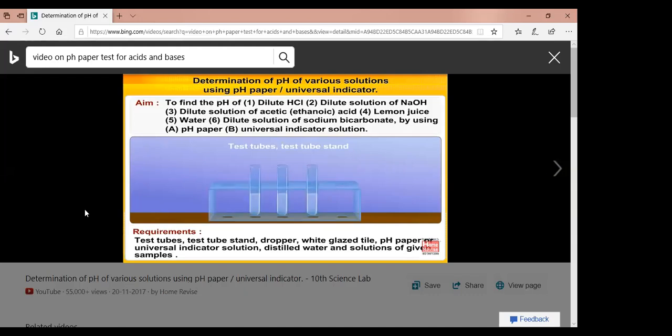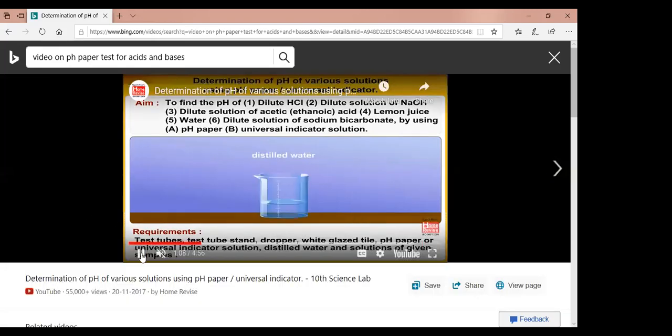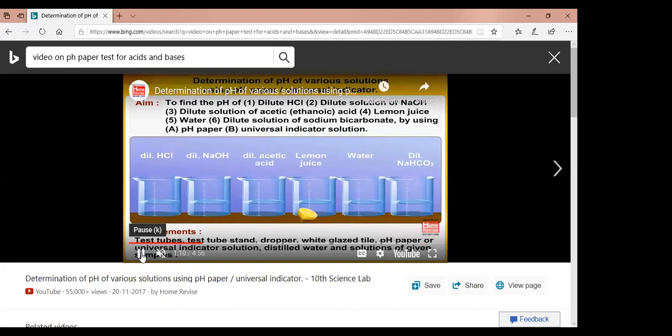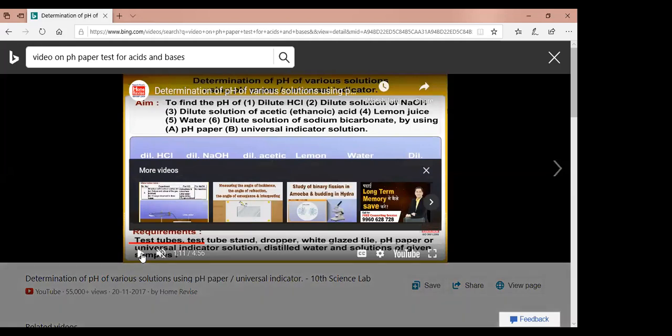Now, you are asked to take clean test tubes, a dropper, a white glazed tile, and pH paper, or the universal indicator, with distilled water. Can anyone guess why we need a white glazed tile? Ma'am, so that we can see the color change clearly. Yes, so that we can see the color change clearly.